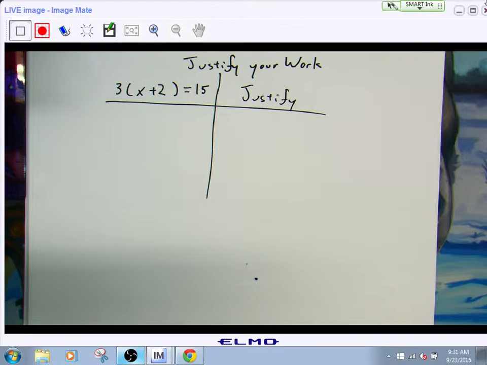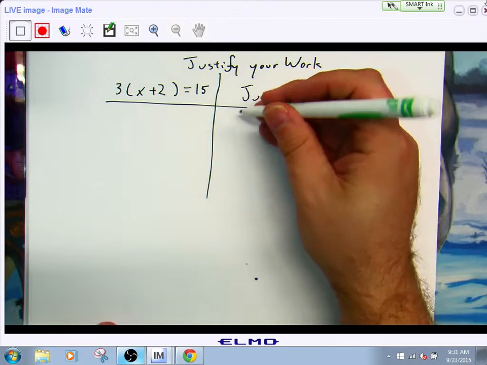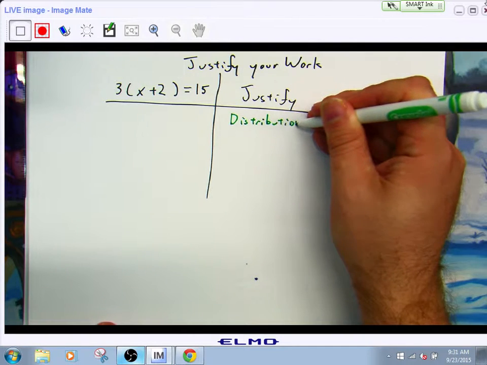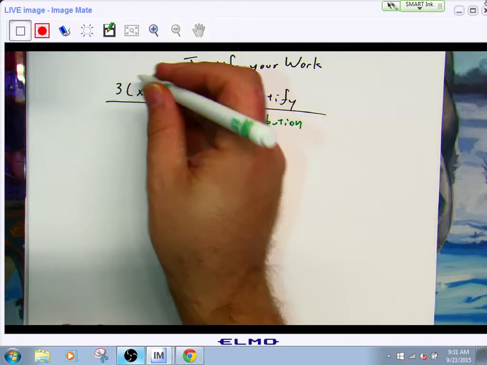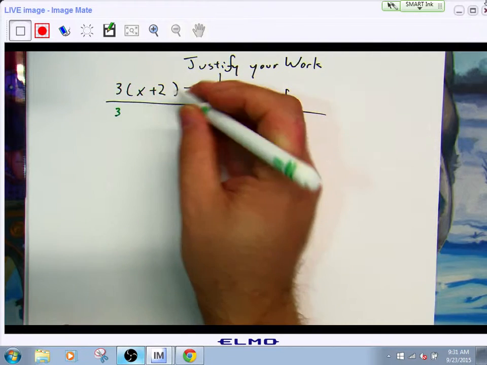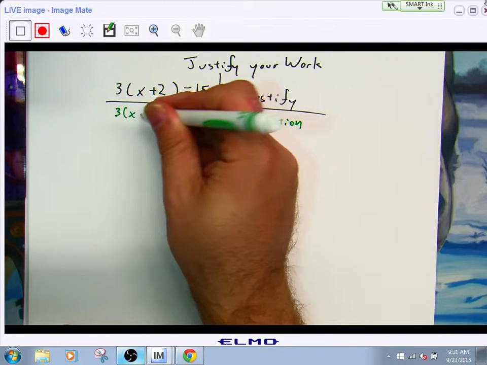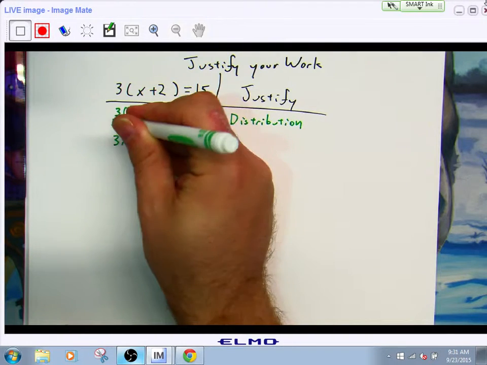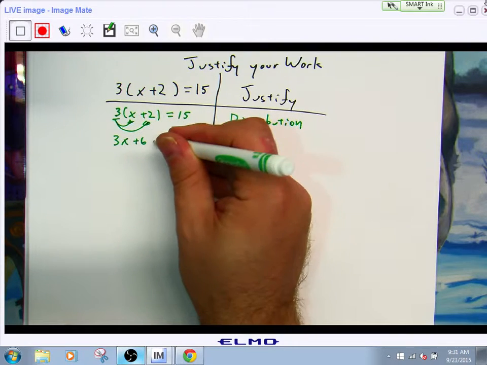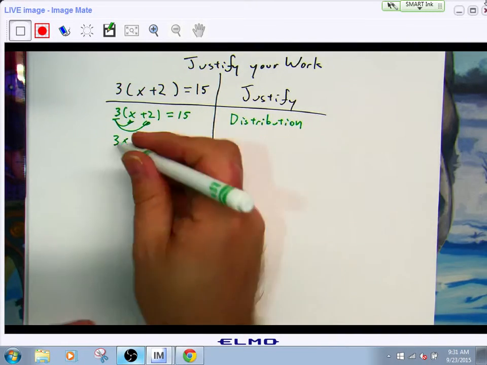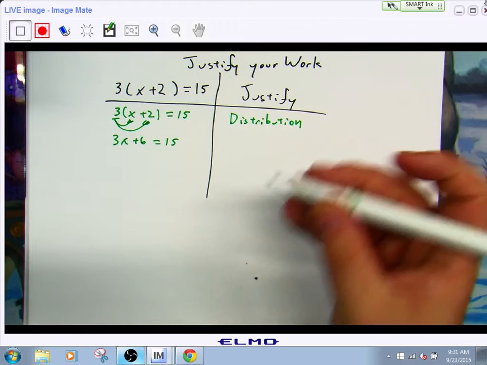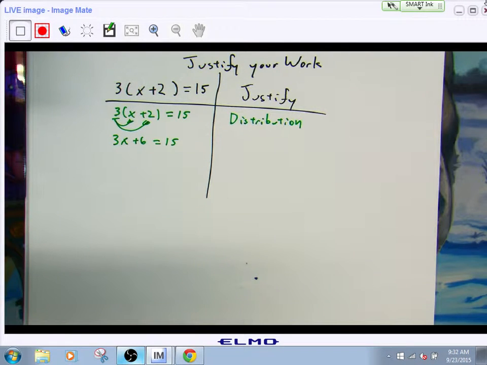The first type of justification I want to talk about is when we're looking at something like this, one of the things we might do is distribute. Distribution. Because the first step here is going to be to distribute that 3 to the x and the 2. So 3x plus 6 equals 15. And so the reason I have done this, I have multiplied that 3 times the x and the 2. My justification is that I am distributing.